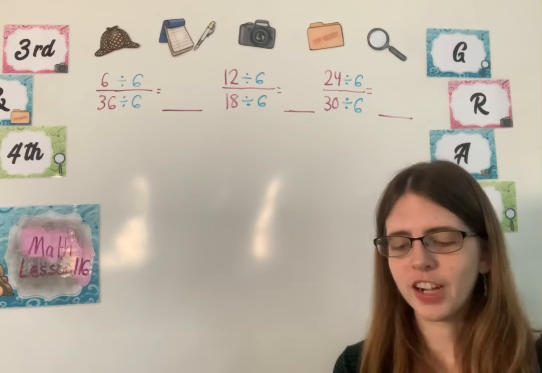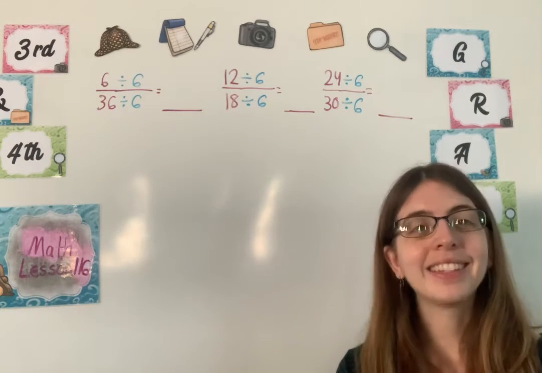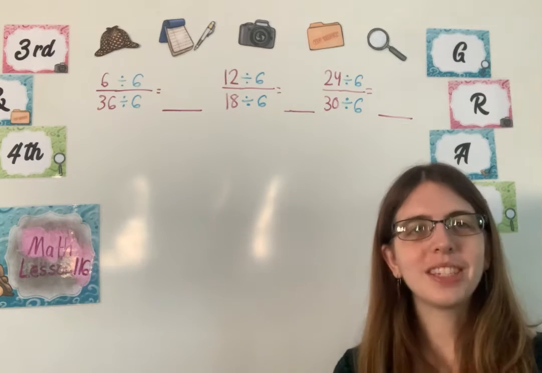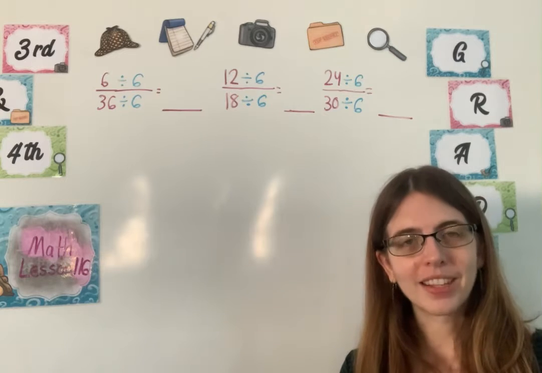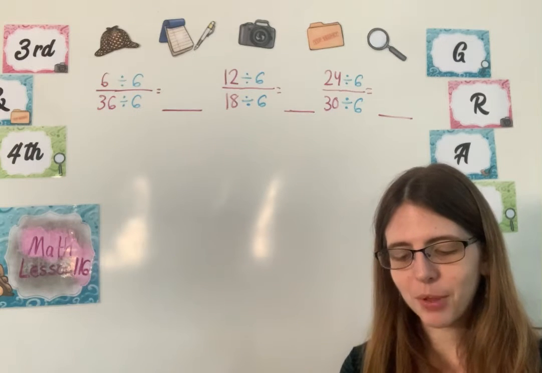So the first part of our lesson says 9 as a divisor. So this just means that we're dividing things into groups of 9. Look at the green box at the top of your page. See a little animal there?